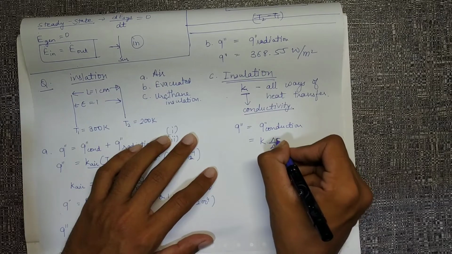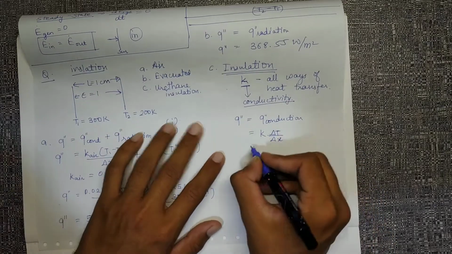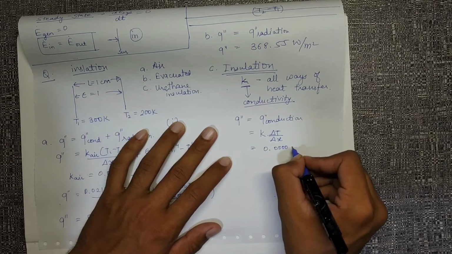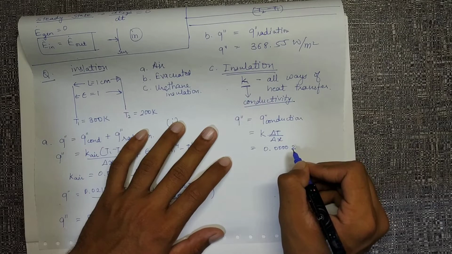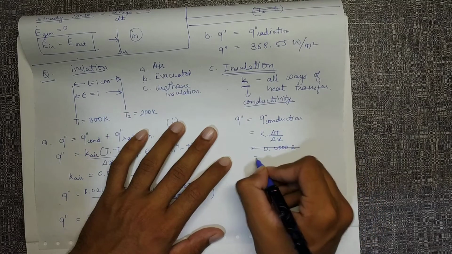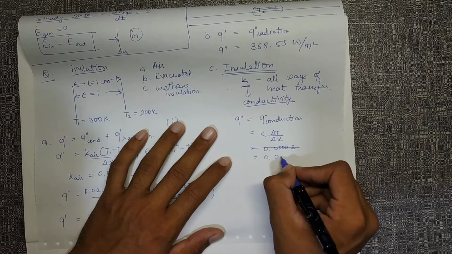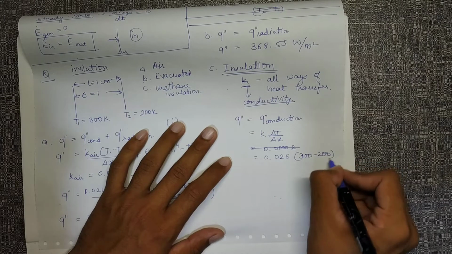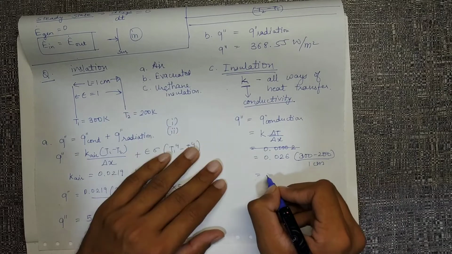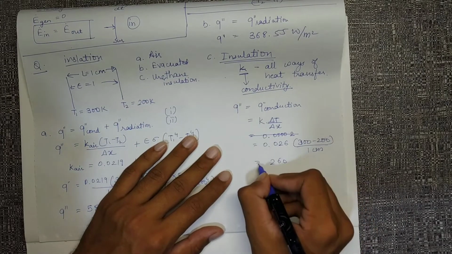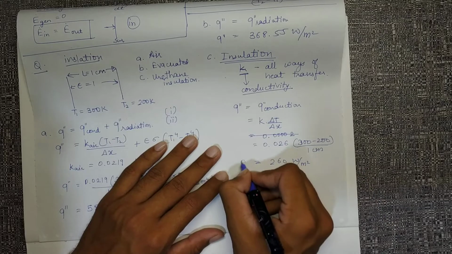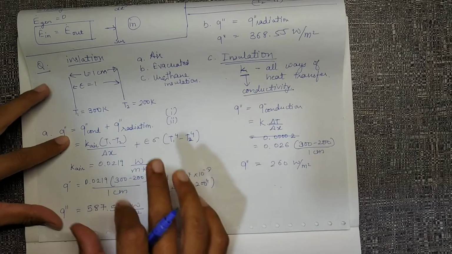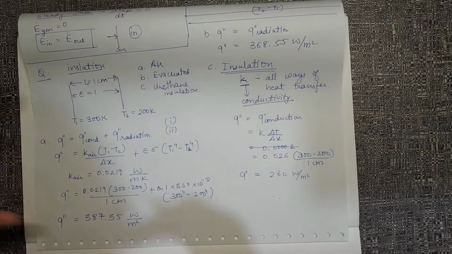over delta X. Now the k value of urethane insulation as per my reference is 0.026, and then 300 minus 200 over 1 centimeter. This gives me 260 watts per meter square. So we can see that using that insulation we have a very small heat transfer occurring.